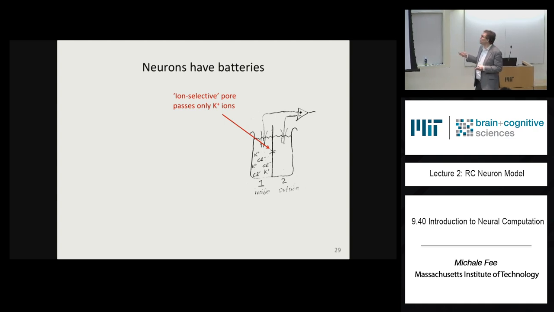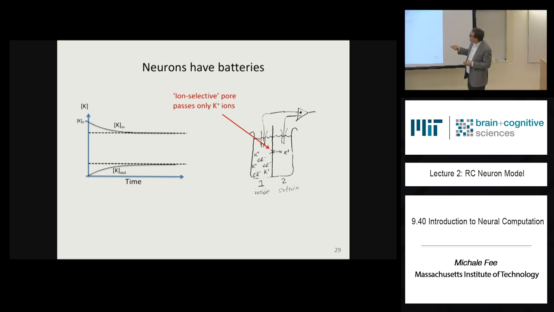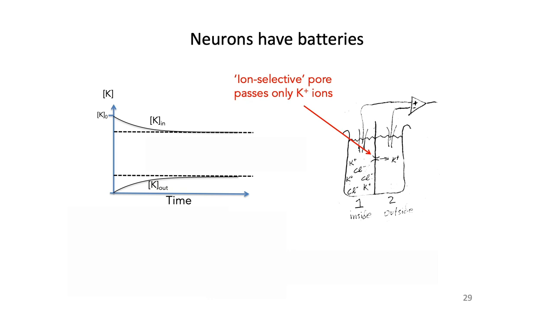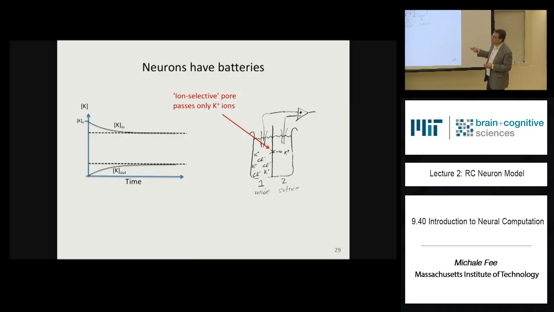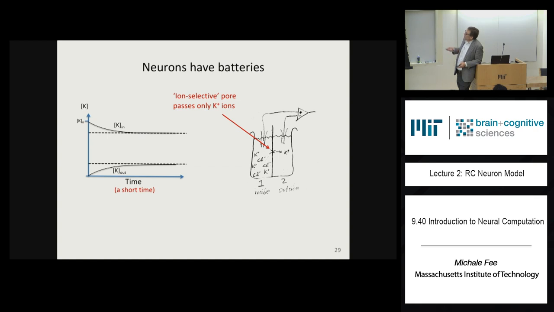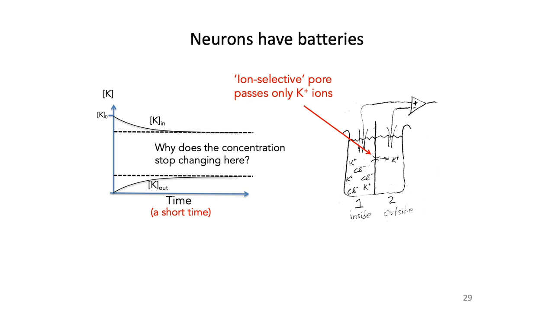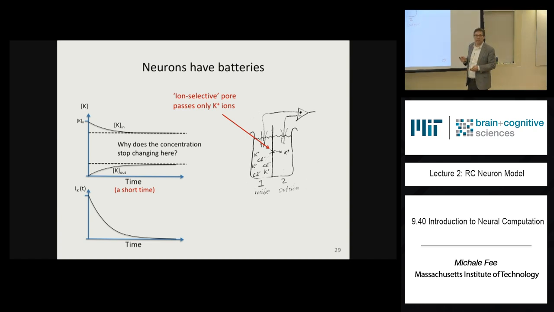Good. So some potassium ions are going to diffuse through this pore and go to the other side. And what's going to happen is if we plot the potassium concentration, over here it will increase a little bit, and the potassium concentration on this side will decrease a little bit. But then it will stop changing and it will never come to equilibrium. It will also take a very short time for that to happen because just a few potassium ions need to go to the other side before it stops. So why does the concentration stop changing here? Well, it's because the potassium current from this side goes to zero, and it goes to zero very quickly.